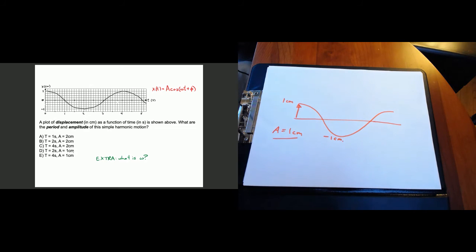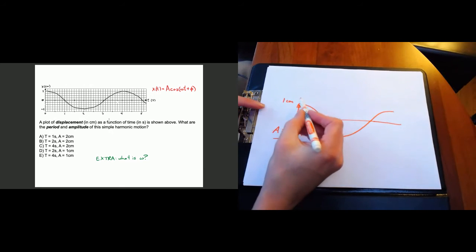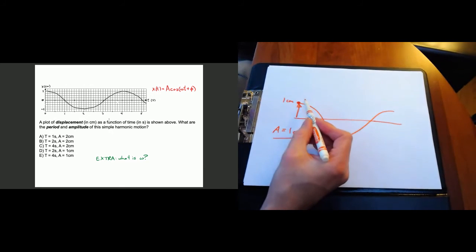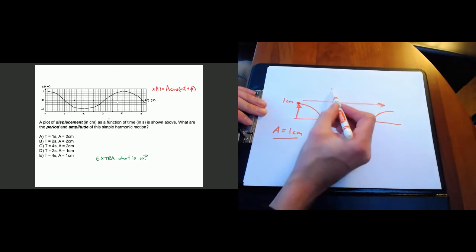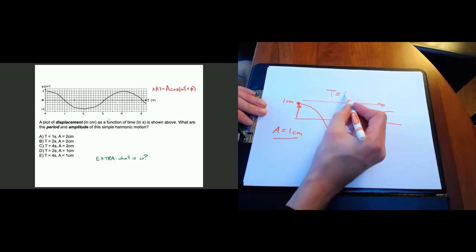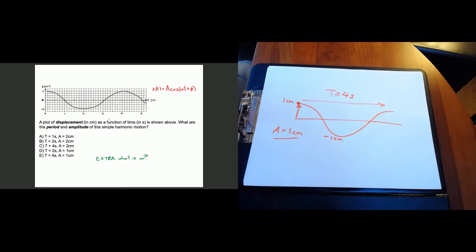Okay. So that's the first part. The next part is, what is the period of this simple harmonic motion? And again, this is very simple. It is just the amount of time that it takes for us to go from the configuration where it's at the top to the next time where it's at the top. And we can look from the graph to see that that takes 4 seconds. So for this one, the period is 4 seconds and the amplitude is 1 centimeter.